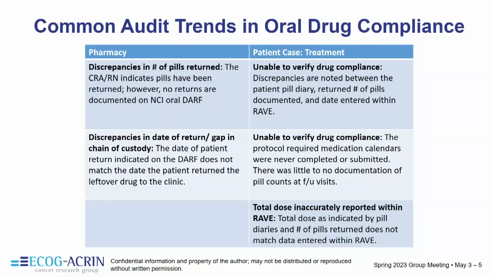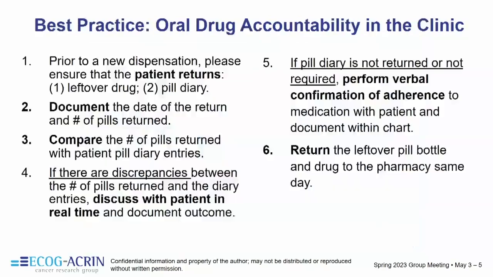We also see this somewhat frequently: the total dose being inaccurately reported within RAVE. So you're doing everything correctly. You've got the patient pill diaries, you've counted the correct pills being returned, the patient was compliant, maybe not, and then the person who's entering total dose in RAVE has math errors, or they're not accounting for how many pills were actually distributed to the patient at the beginning of the cycle.